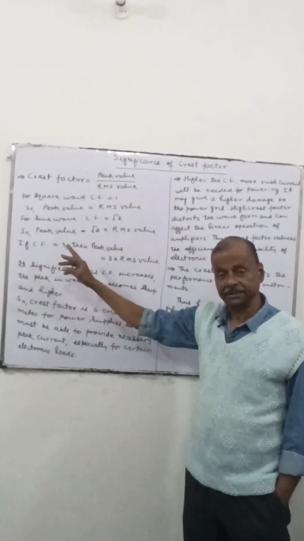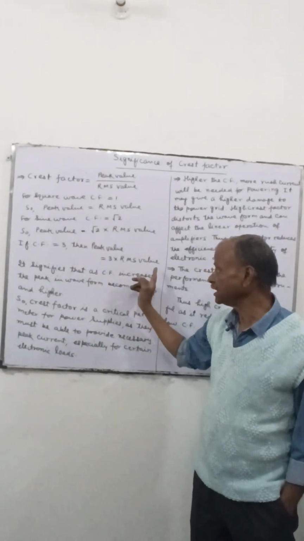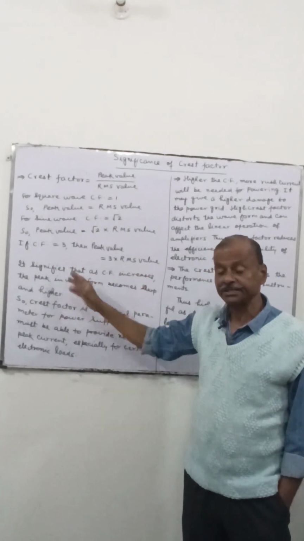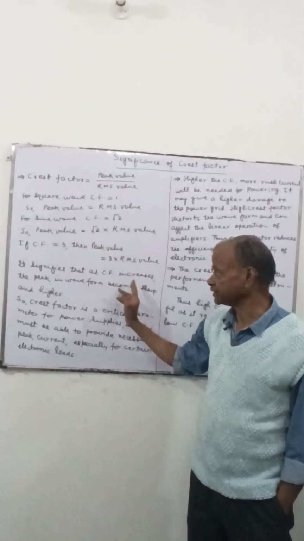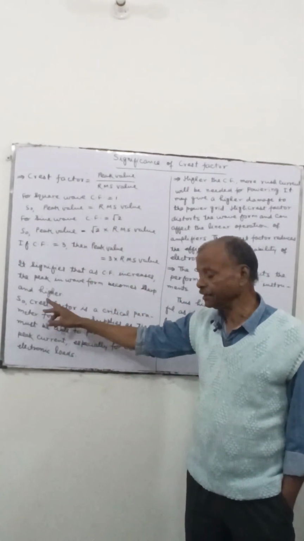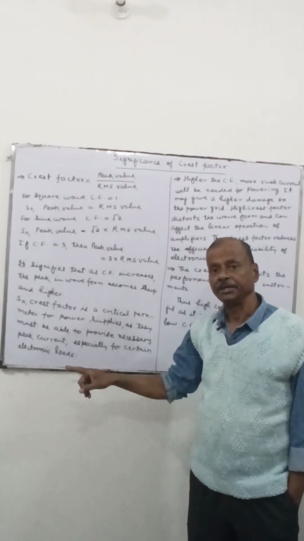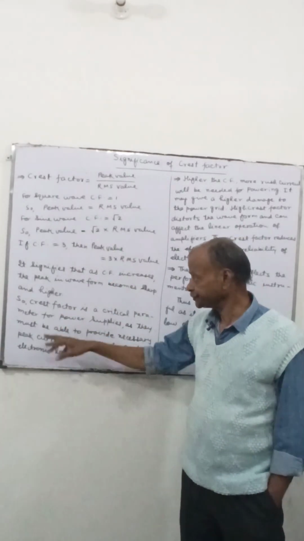If we let this CF equal 3, then the peak value is equal to 3 times the RMS value. It means that as the crest factor increases, the peak in the waveform becomes sharper and higher. So instead of the regular waveform, it becomes a sharp one.